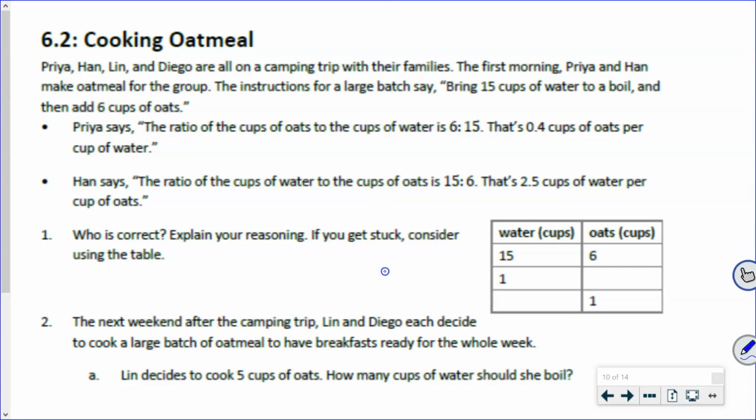Question 1 asks, who's correct? Explain your reasoning, and it encourages you to use the table if you're stuck. We'll use the table together later. You can use it now if you want to. But you have these 2 different statements. Who's correct? Quiet think time for just a second. Read through those situations again. Who is correct, Priya or Han?